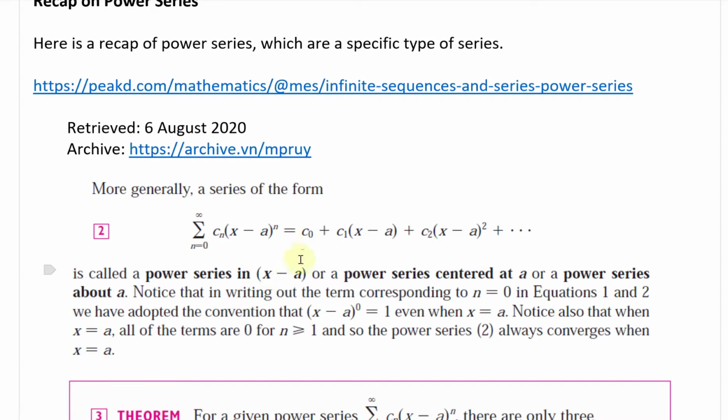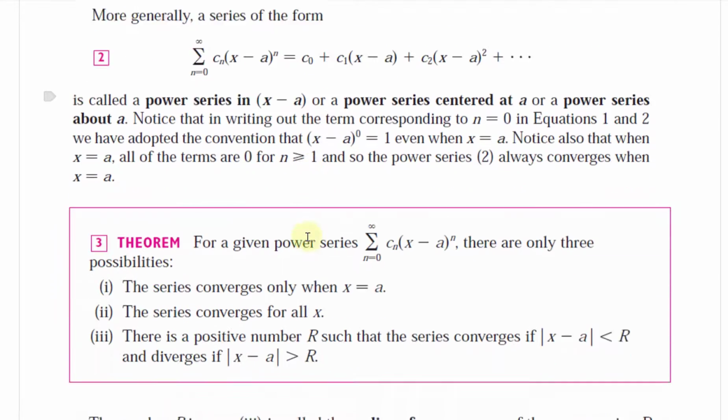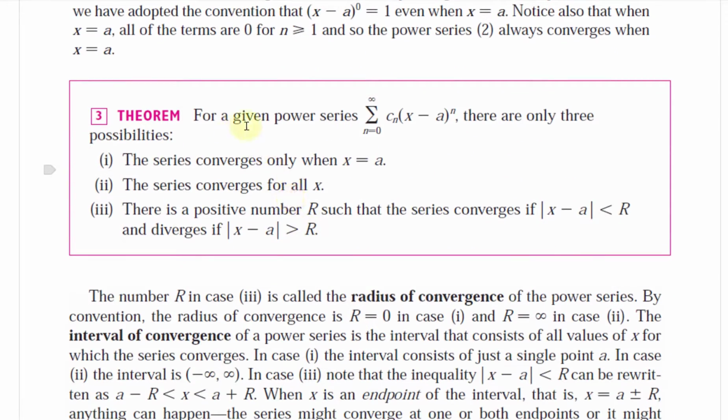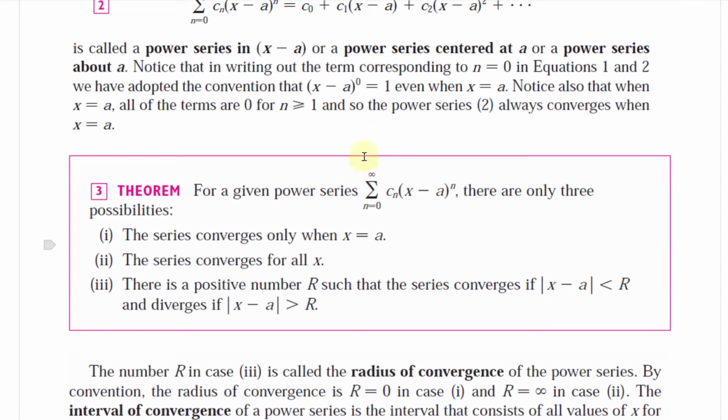When you plug in x equals a, they all vanish except the first term, and that's just convergent. And here's a theorem as well. For a given power series, summation from n equals 0 to infinity of c_n times (x minus a) to the power of n, there are only 3 possibilities. The series either converges only when x equals a, so that's always a possibility.